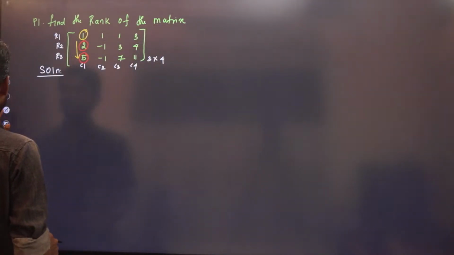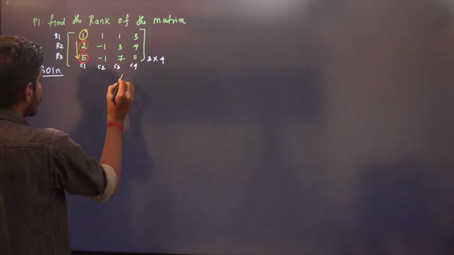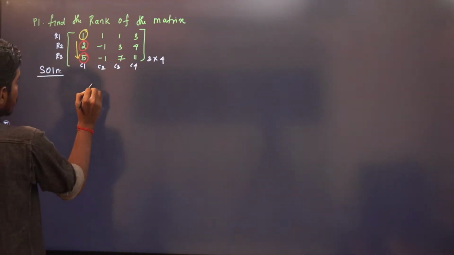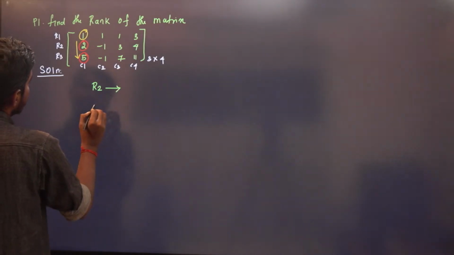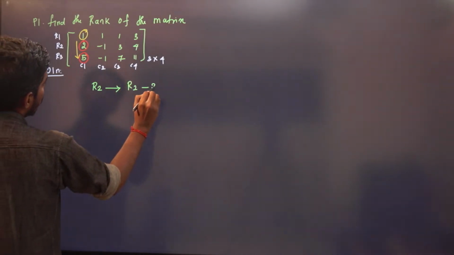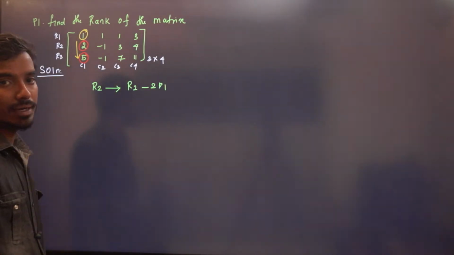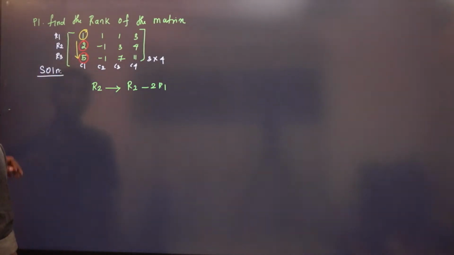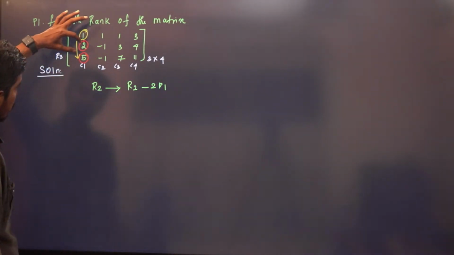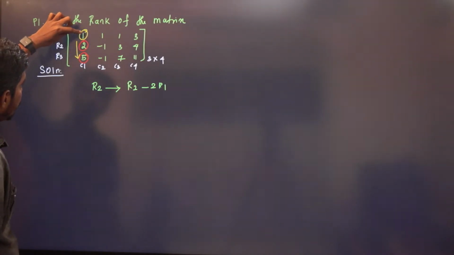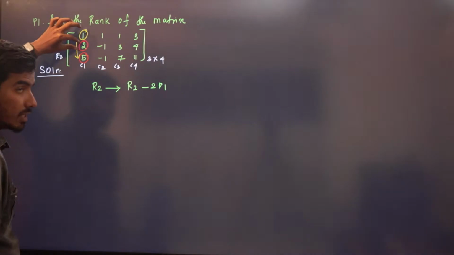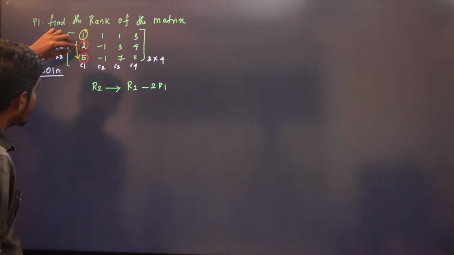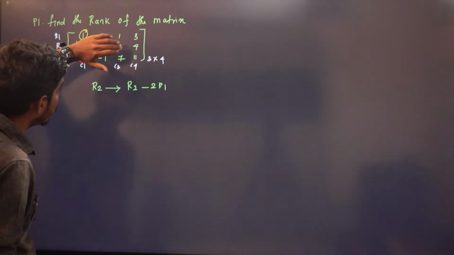How can we make this 0? With the help of 1. So I'm going to use a transformation. The first transformation is given by R2 is transformed to R2 minus 2R1. These are elementary transformations. We have to make 2 as 0 with the help of 1, so multiply this element with 2 and then subtract. You should not do this for a single element. Whenever you are multiplying something, you have to multiply throughout the row.